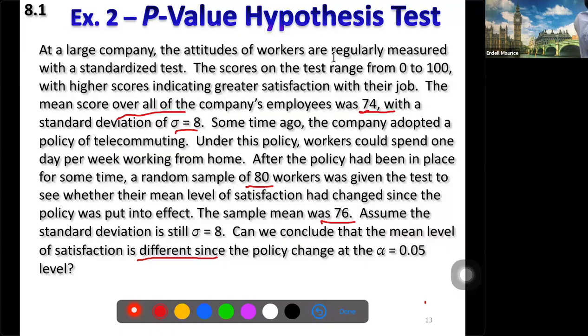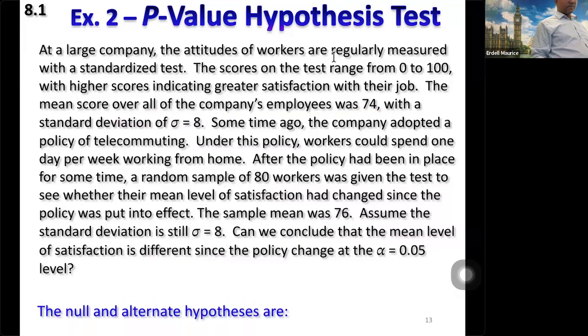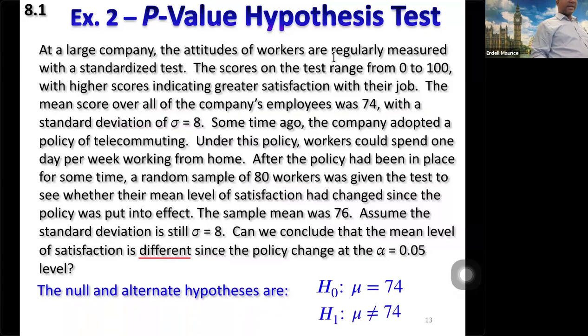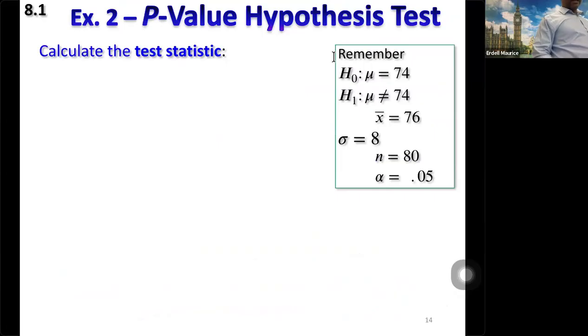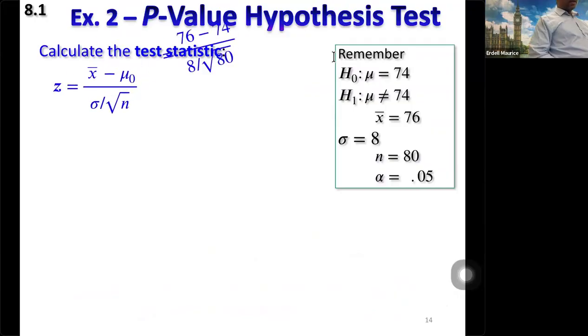The mean is going to be not equal. The reason why it's not equal right here is because it didn't say less than, right? They didn't say the score is less than. They didn't say greater than, they said different, right? Different means not equal. So that's your null and that's your alternate hypothesis. Again, remember the null is always equal. This is going to be a two-sided test. All right, so it's a two-tailed test. All right, so calculate the test statistic. So let's calculate the test statistic in SALT and then come back and calculate it over here.